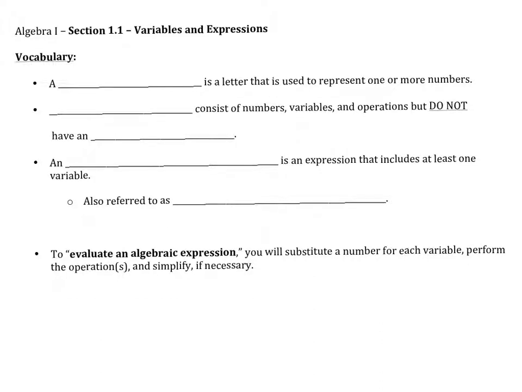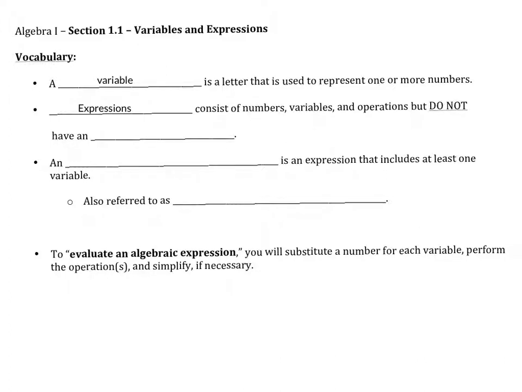Our first section is section 1.1, where we will discover things about variables and expressions. So to start, we will begin with our vocabulary for this section. A variable is a letter that is used to represent one or more numbers.